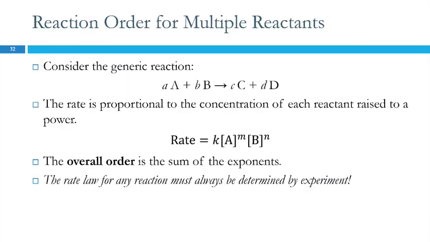What if we have more than one reactant? We're going to consider the generic equation. It's the alphabet reaction: aA plus bB, etc. The lowercase a is the coefficient, capital A is the formula. So we can write a rate law from the equation, but we don't know what the orders are. We're going to have variables in there.